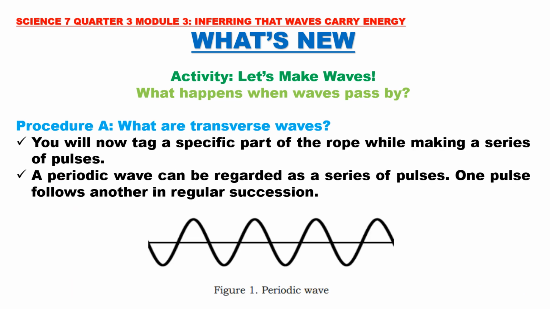You will now tag a specific part of the rope while making a series of pulses. So, when we say a periodic wave, it can be regarded as a series of pulses. One pulse follows another in regular succession. So, figure number 1 shows a periodic wave. So, ito ibig sabihin ng periodic, series of pulses. So, up, down, up, down. So, one pulse follows another in regular succession. So, ang tawag po muli dito ay periodic wave.